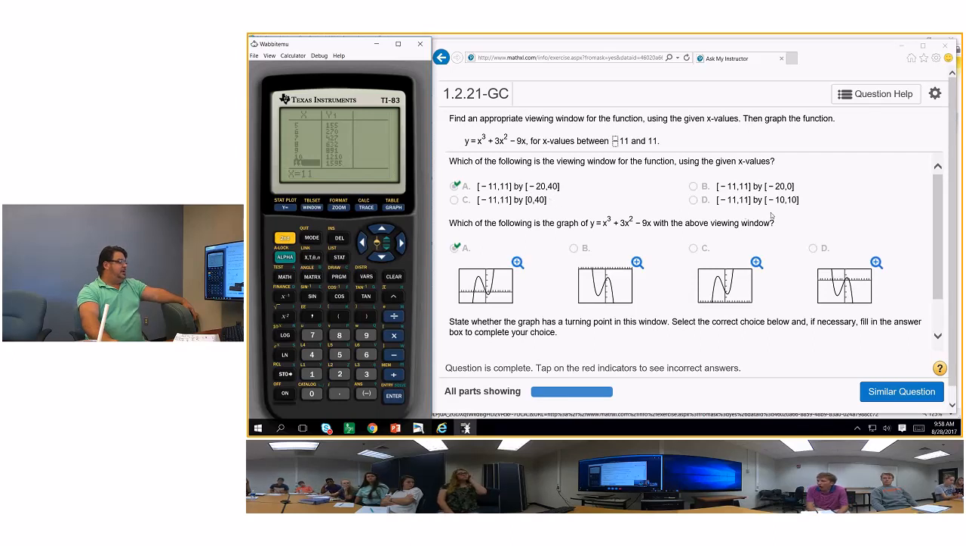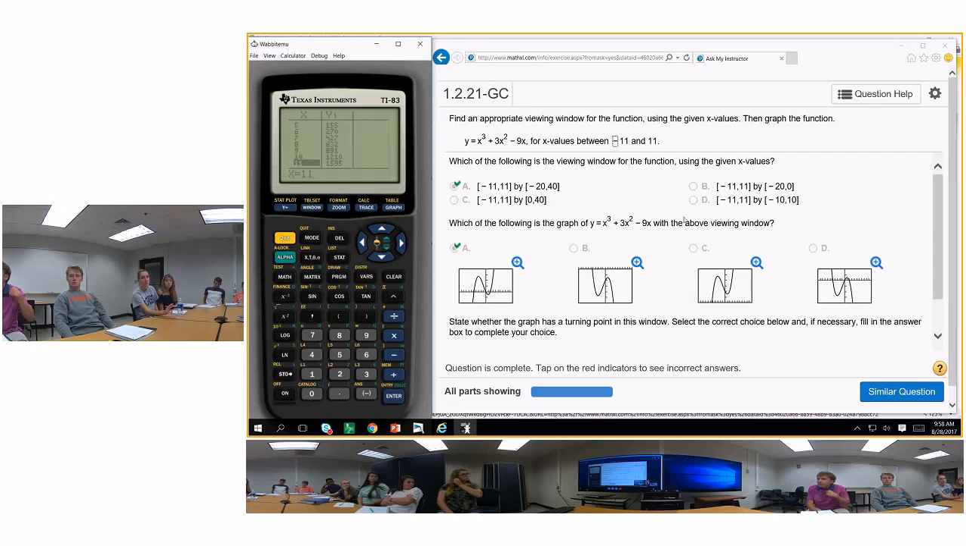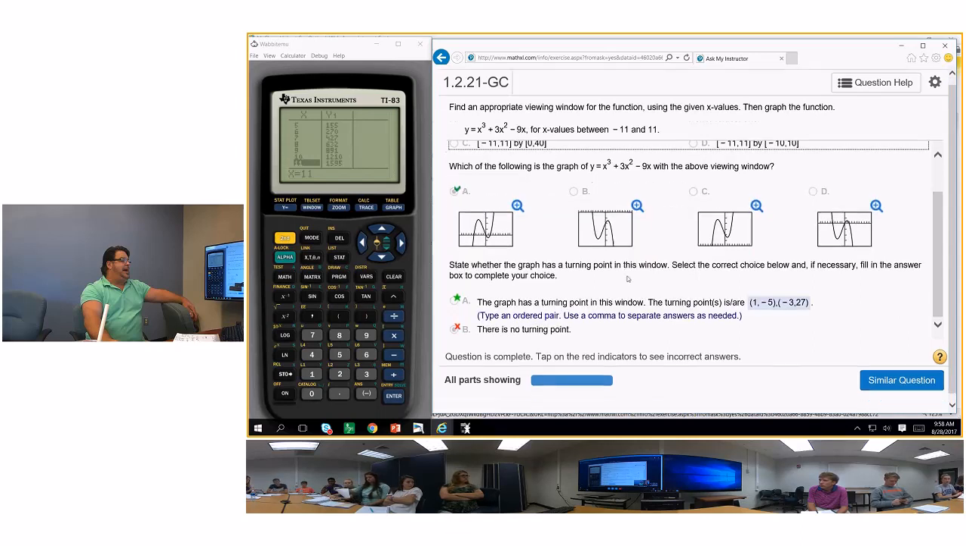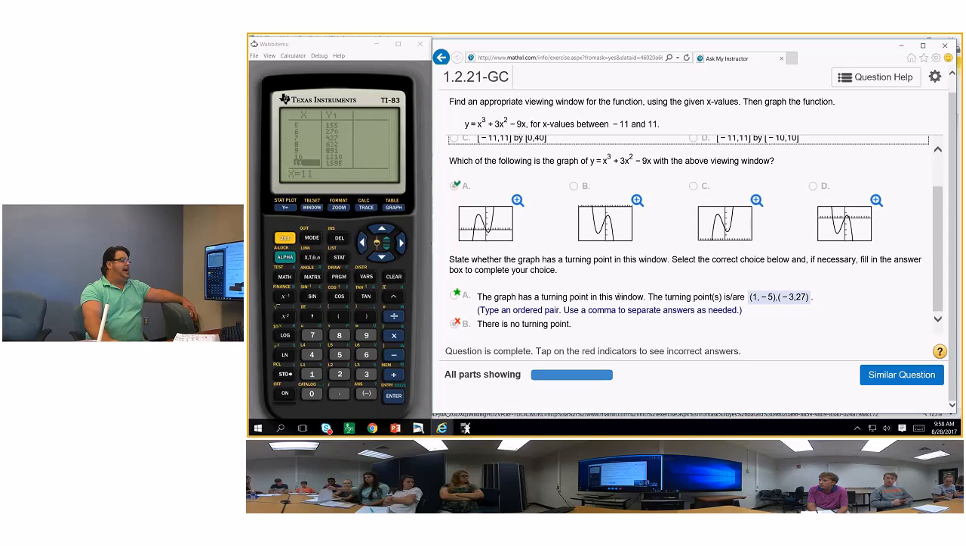You've got some big numbers, right? What are the biggest numbers on here in the Y direction? Negative 11 to 11 is all X's, so that doesn't help. So where are your biggest numbers in the Y direction? Negative 20 to 40. There you go. You're going to have some big numbers, so that's why they set it to 20 and 40. And then, of course, you just pick the graph that it is. Here it is right here. And they also ask for turning points.